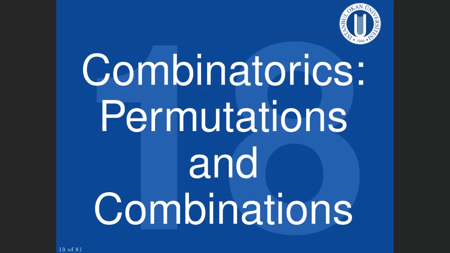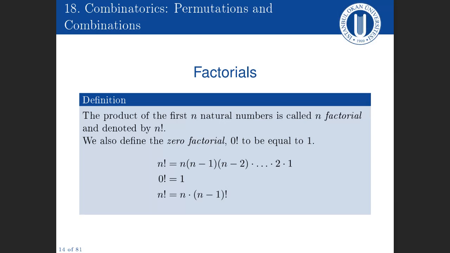Okay, so that was our introduction to combinatorics. Now let's move on to the main ideas, permutations and combinations. In this chapter, we're going to be using things called factorials. And the way that we write a factorial is using an exclamation mark after a number. This means the product of the first n natural numbers.